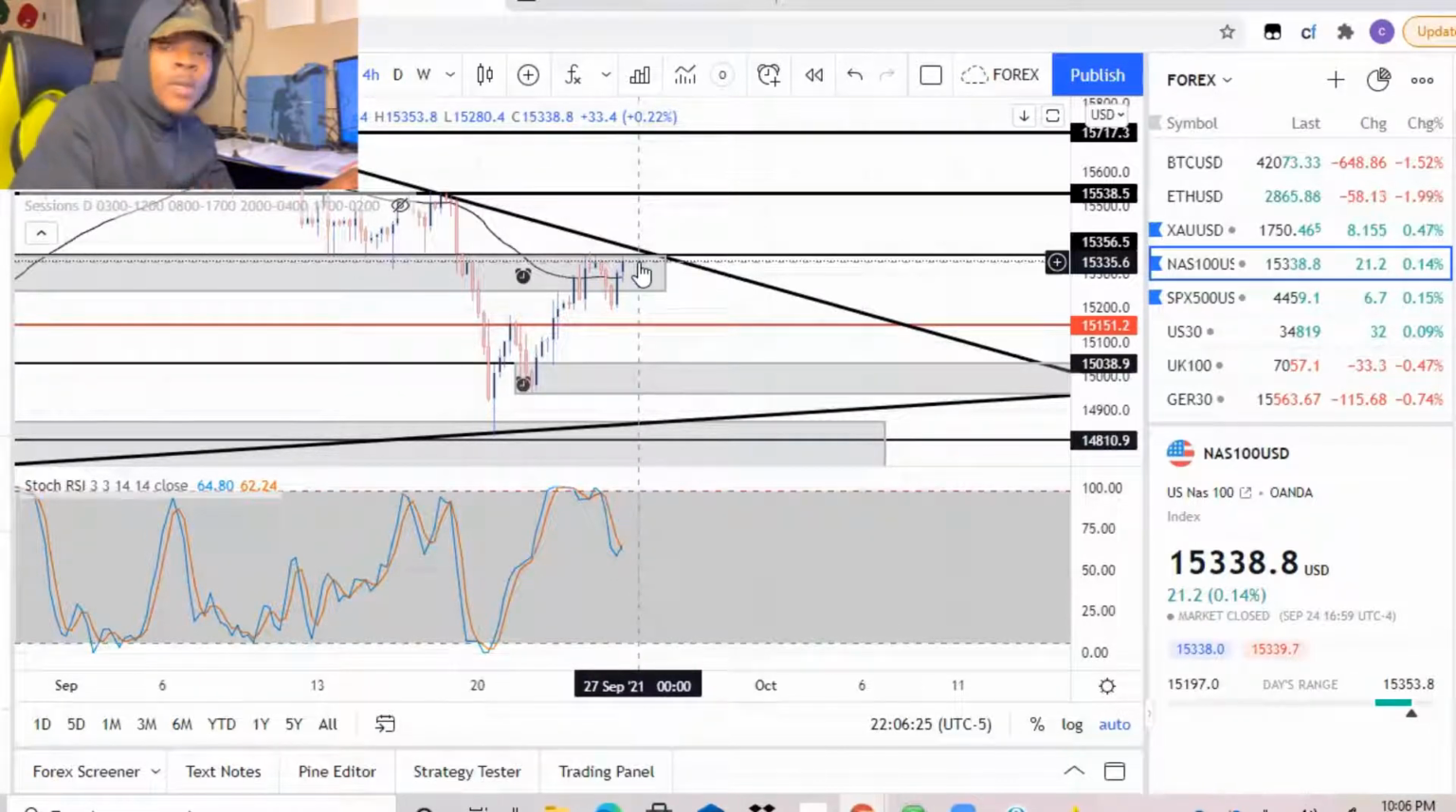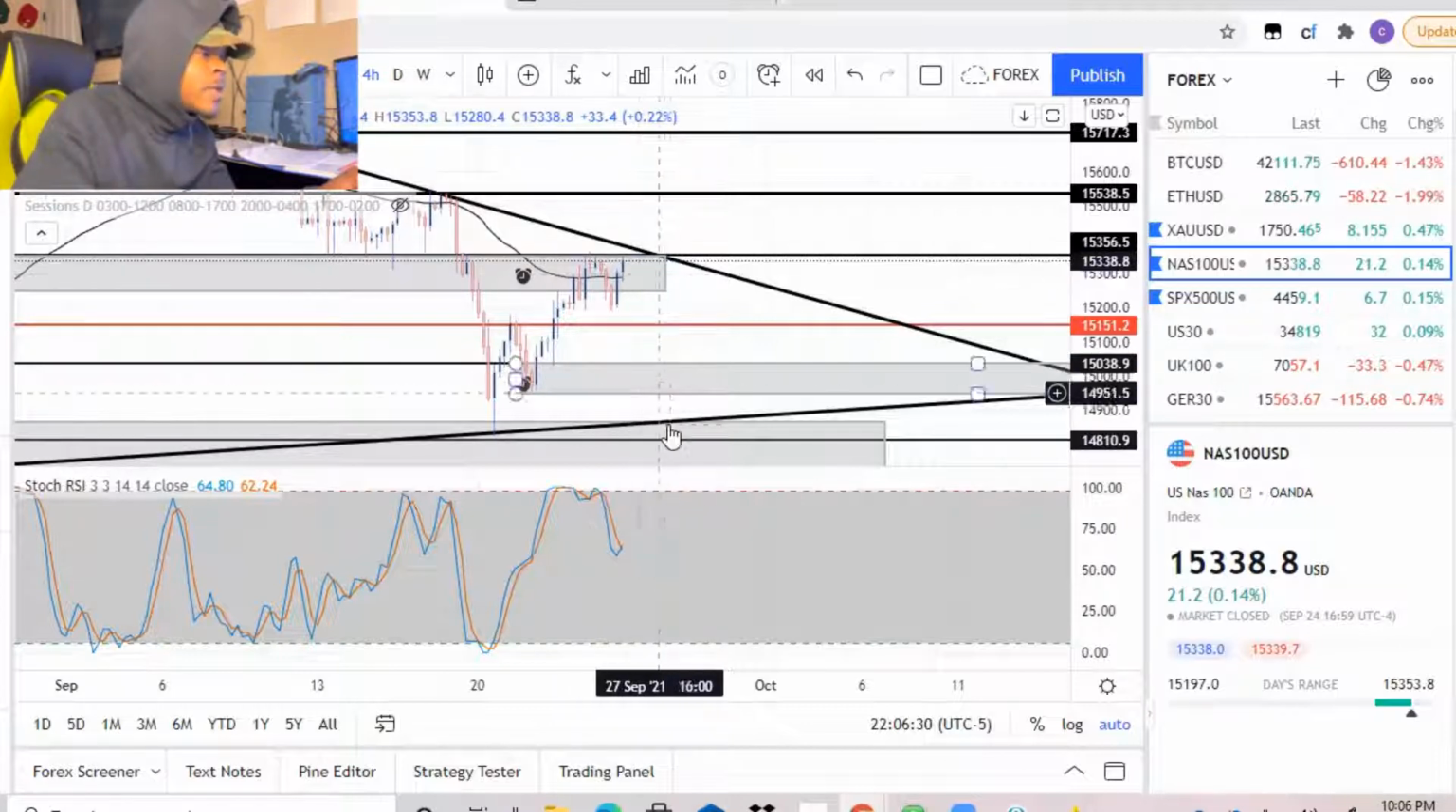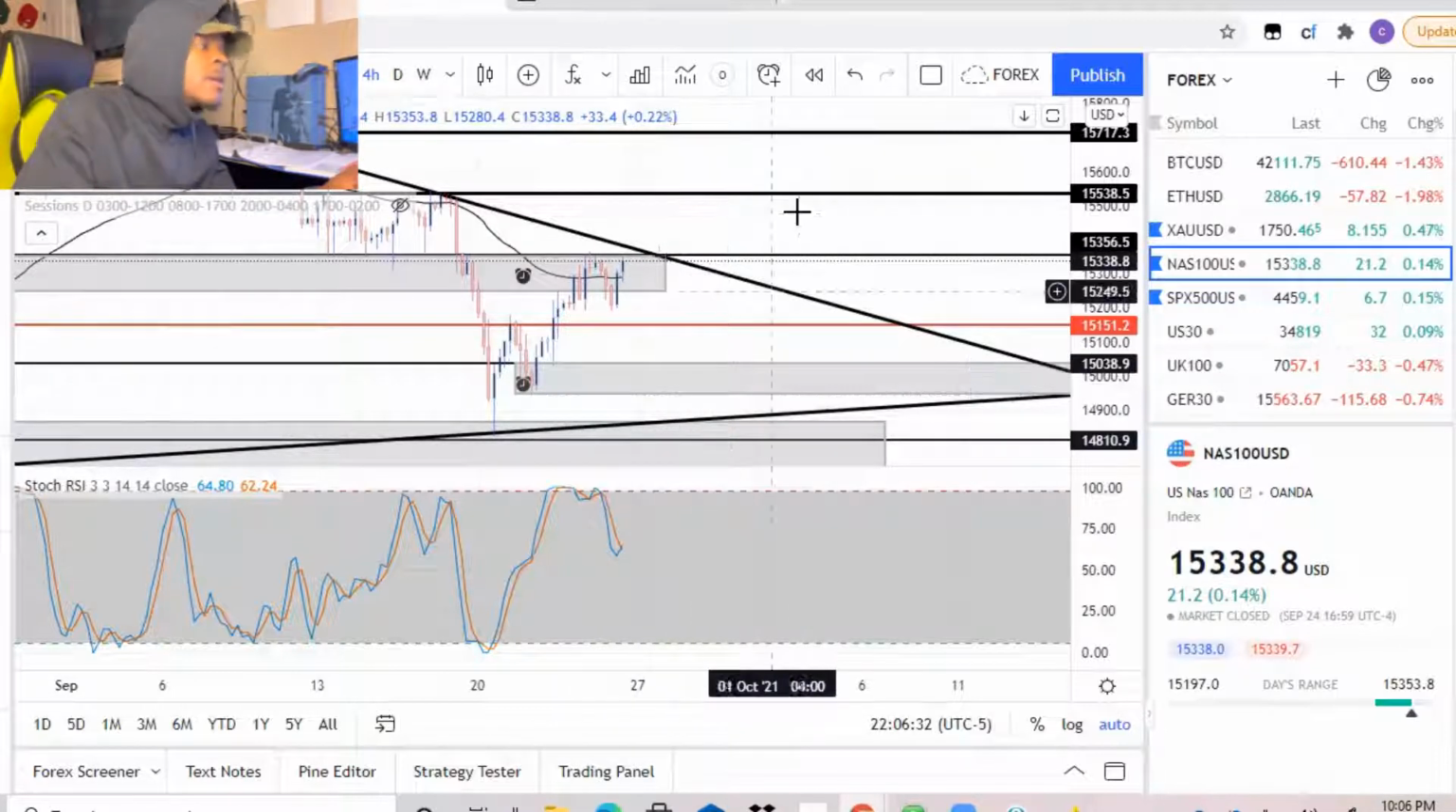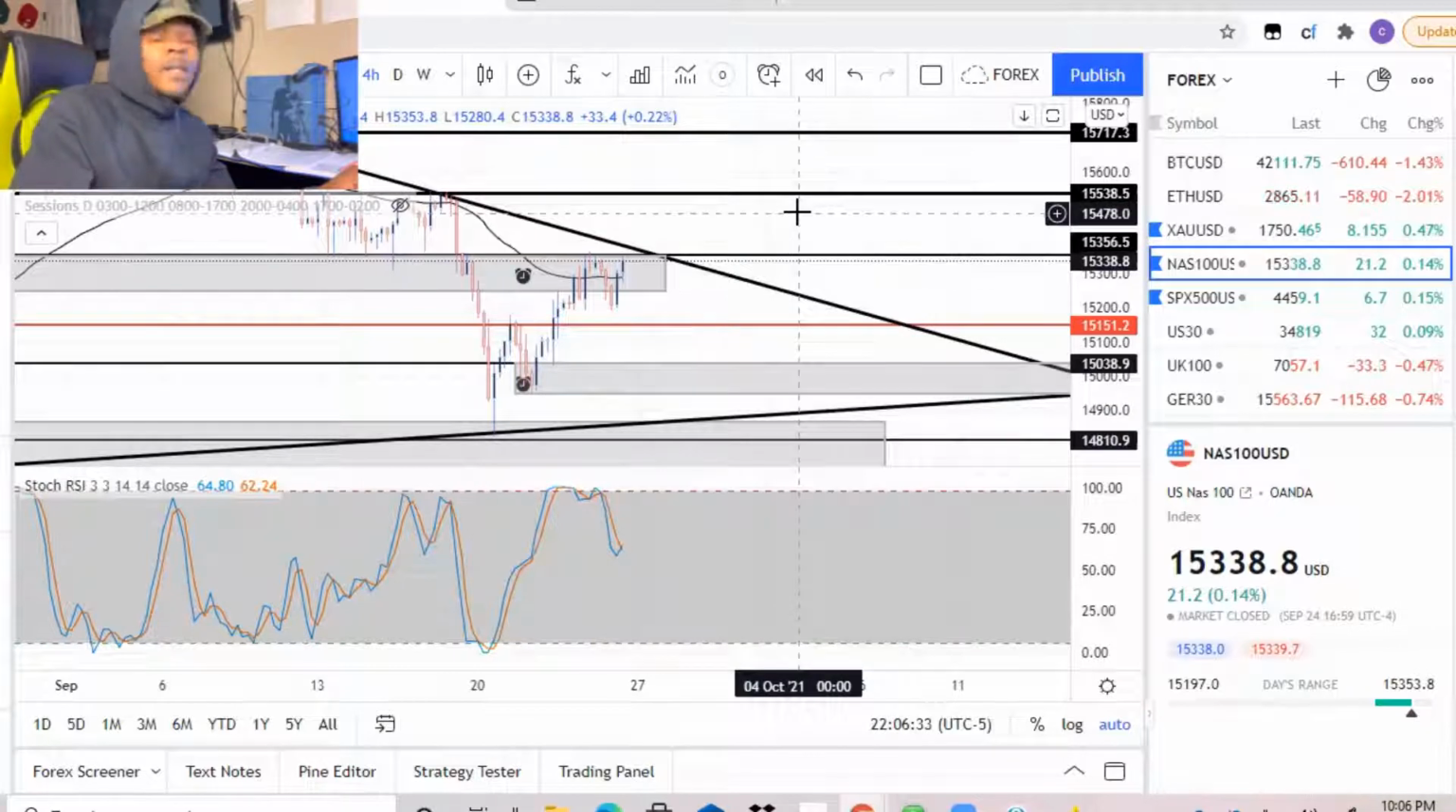But I honestly do feel like it may take a couple days, who knows? I feel like it's going to push down, fill in this wick, and then continue to buy back up, because Nas is a bullish market. It is a bullish market. It's going to go up. So, if anything, that's really what I feel like is going to happen.